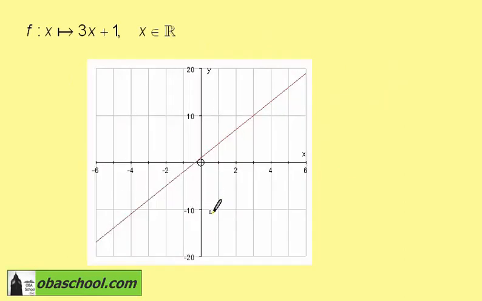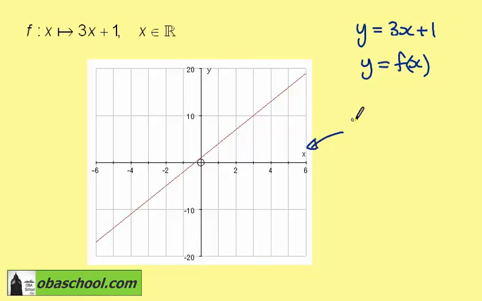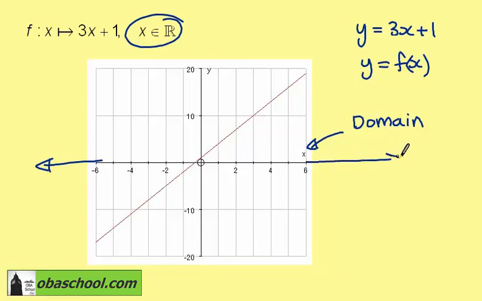Here we have the graph of y equals f(x). So it's the line y equals 3x plus 1, since the function of x was 3x plus 1. It's a linear function and produces a straight line graph. The x values are the input values, the domain. x is a real number, so it will be all of these values from -infinity to infinity.